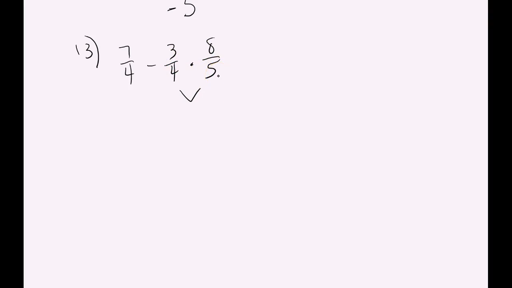Remember how I showed y'all you could do the reducing early? So I'm actually going to, 3 and 4 don't reduce, 8 and 5 don't reduce, 3 and 5 don't reduce, but 8 and 4 reduce. So I'm actually going to cross that out and make it a 1, and cross that out and make it a 2. So this is just me reducing early. Then I'm going to do top times top is 6, bottom times bottom is 5.